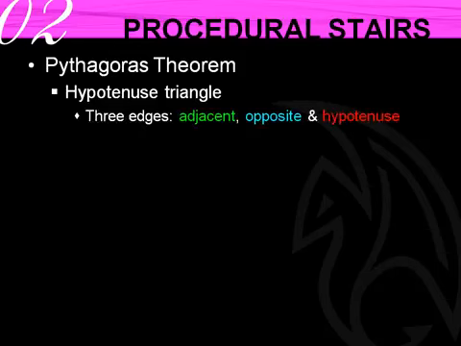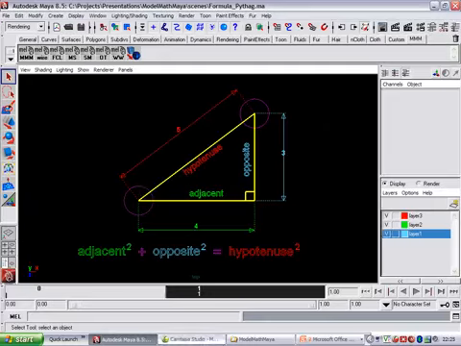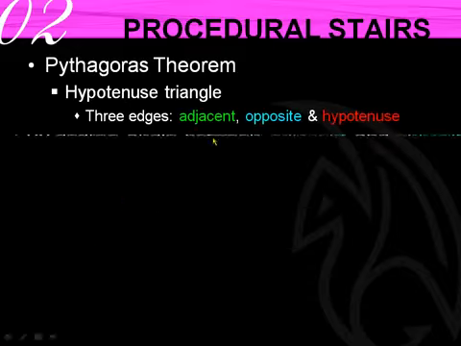Now, what is a hypotenuse triangle? A hypotenuse triangle is a triangle with 3 edges, each with 3 different distinct names: adjacent, opposite, and hypotenuse. And I have an example here in Maya. Here's our hypotenuse triangle, again with our adjacent, our opposite, and our hypotenuse up here.